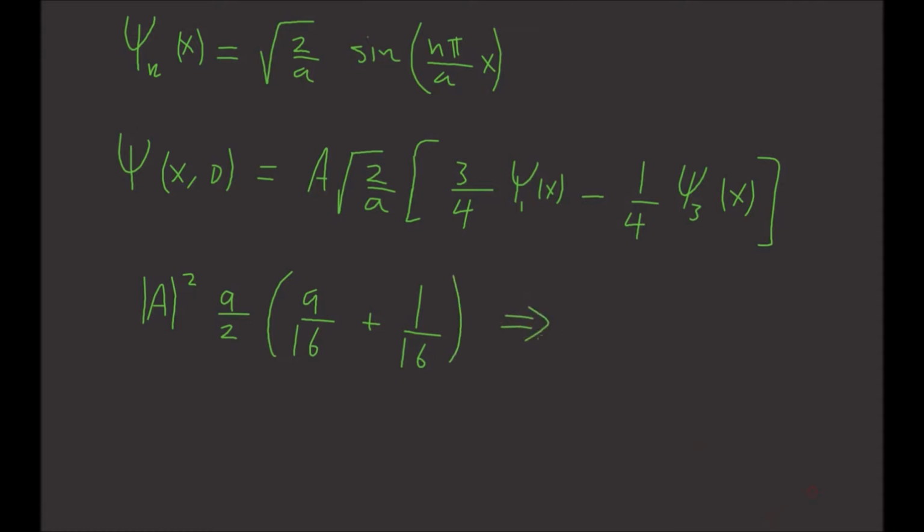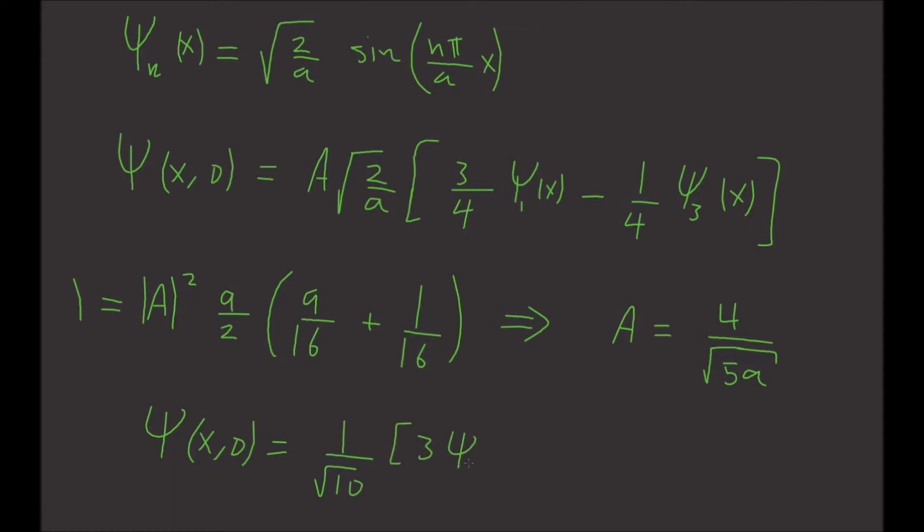Which gives us, this has to be equal to 1, right? So it gives us a equals 4 divided by square root of 5a. Alright, so now psi(x, 0) is equal to 1 divided by square root of 10 times (3 psi 1 minus psi 3).